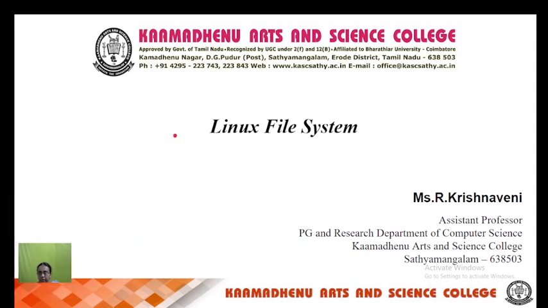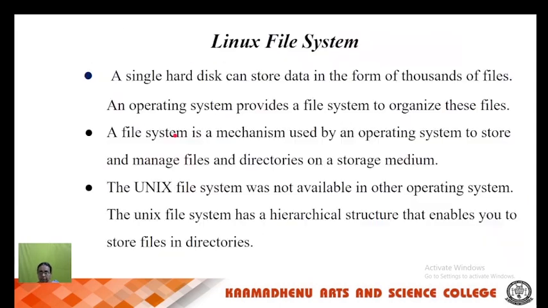Today we are going to discuss the Linux file system. A single hard disk can store data in the form of thousands of files. An operating system provides a file system to organize these files. A file system is a mechanism used by an operating system to store and manage files and directories on a storage medium. The Unix file system was not available in other operating systems.